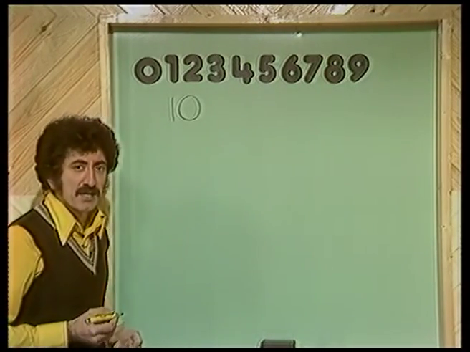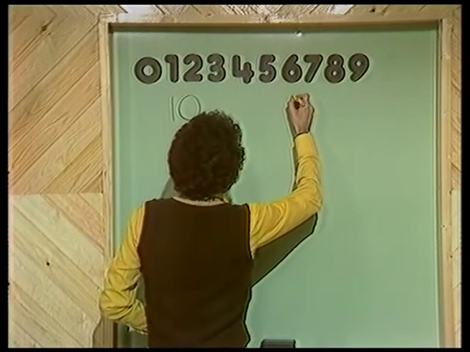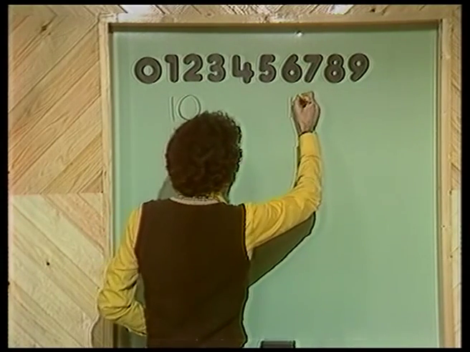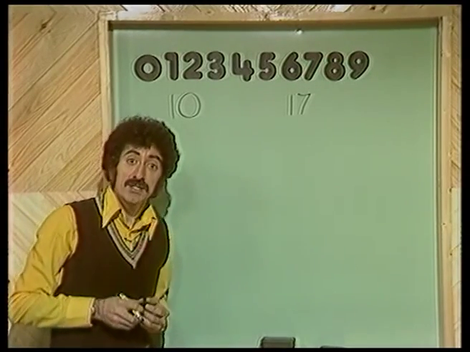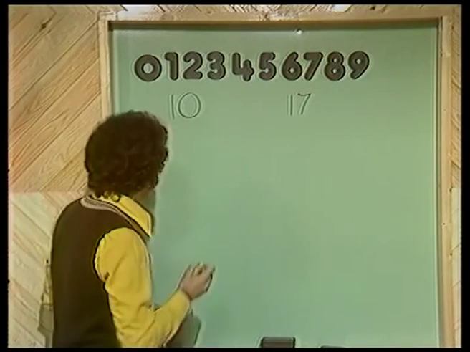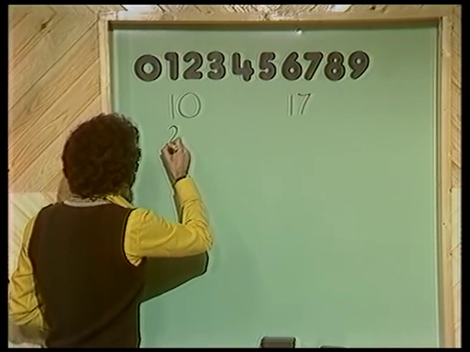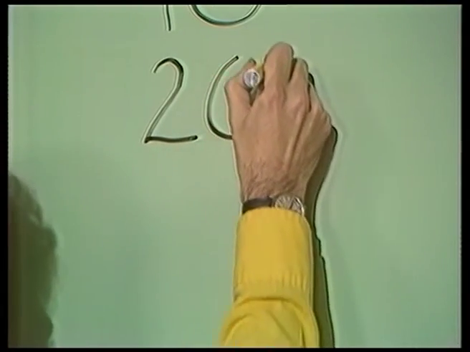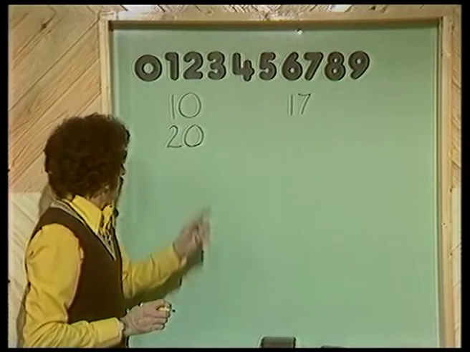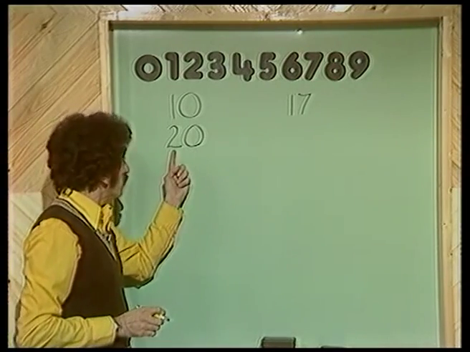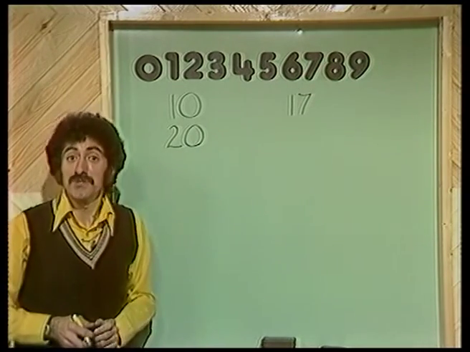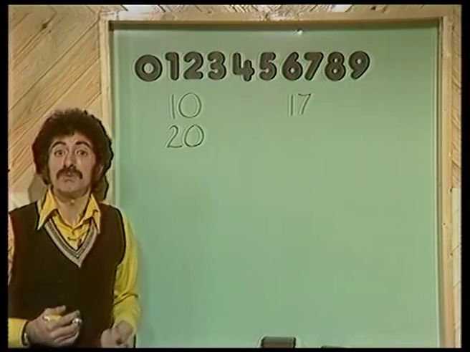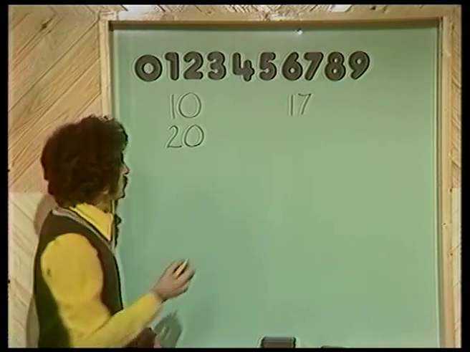Let's have a look at 17. It's written like this. 1 ten and 7 1s. 17. After 17 comes 18, 19 and 20. We write 20 like that. A 2 and a nothing, that's 2 tens and no 1s. 20. Then after 20 there's 21, 22, 23, 24 and then of course this number.